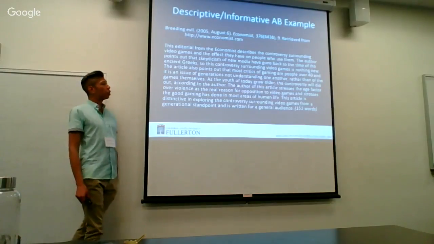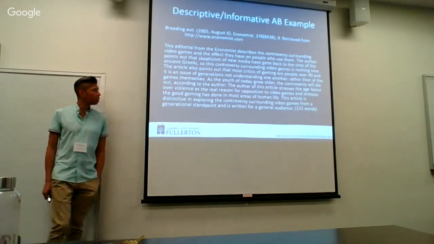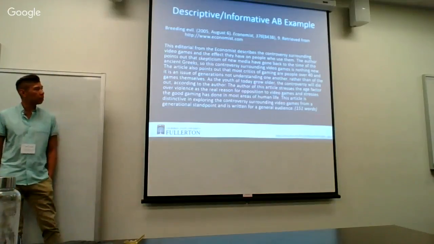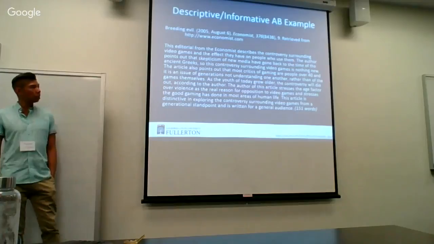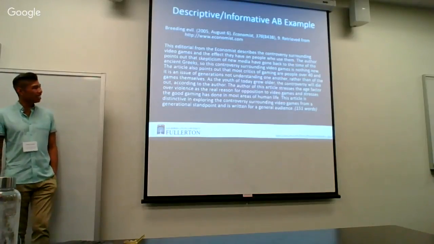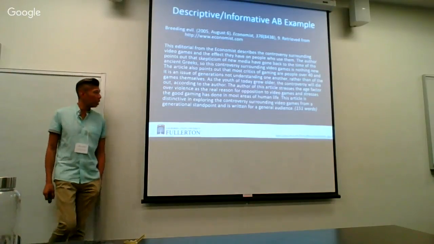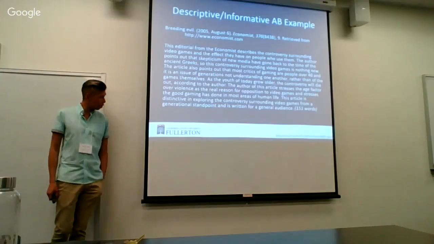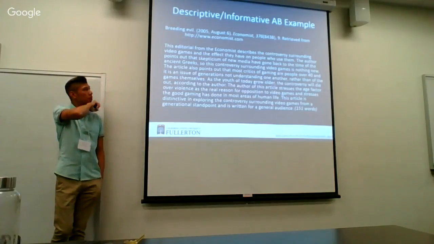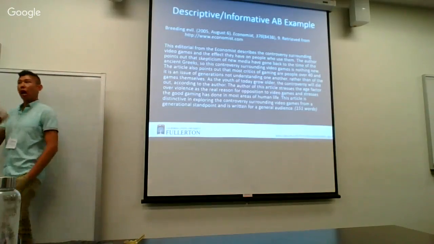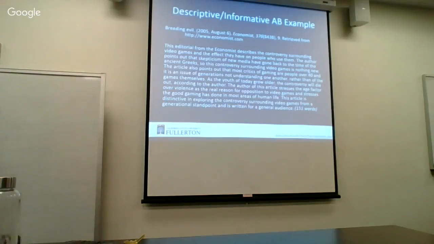The author of this article stresses the age factor of overbalance as the real reason for opposition to video games, and stresses the good gaming has done in most areas of human life. This article is distinctive in exploring the controversies surrounding video games from a generational standpoint and is written for a general audience. You get an idea, this is about 151 words. You can see it's simply describing what that author found. What was the point of that particular article?